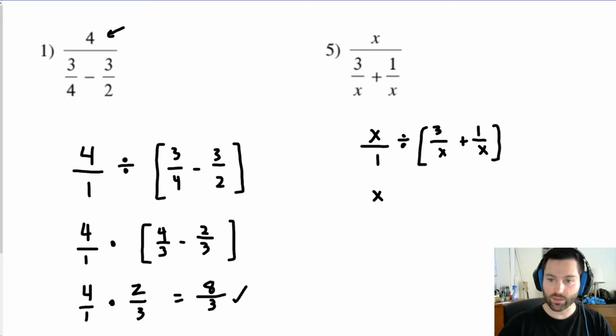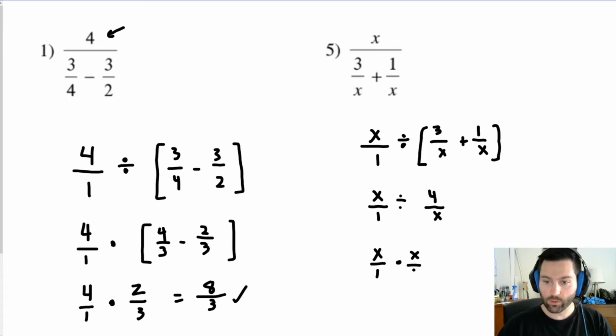So it becomes x over 1. And it's going to keep the division sign. 3 plus 1 is 4. And then since it's addition over x, we're going to go ahead and flip that into multiplication. So it would be x over 1 times x over 4. So our final answer becomes x times x on the top is x squared. And then 1 times 4 on the bottom, since we're multiplying, is x squared over 4.